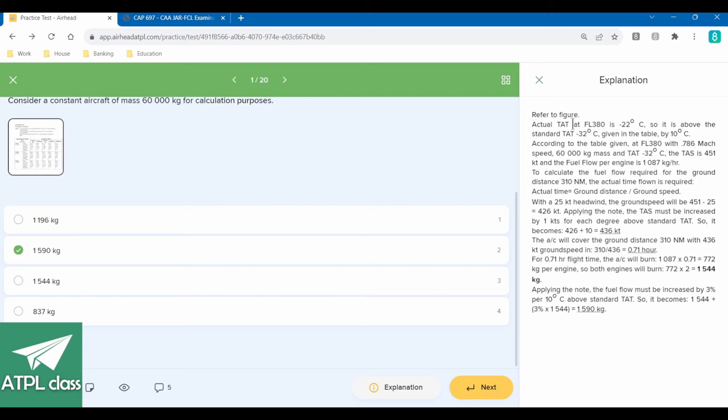So basically they're telling us what we just did. They looked at the actual true air temperature at 380, which is minus 22. So we've got the 10 degree correction to do on various things such as the fuel flow, the percentage N1, the true airspeed. That's just talking through the process that I did on my phone.